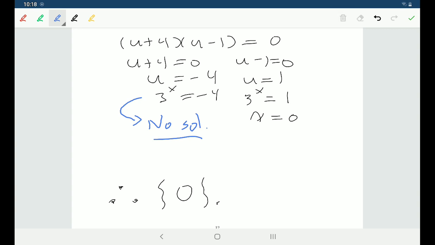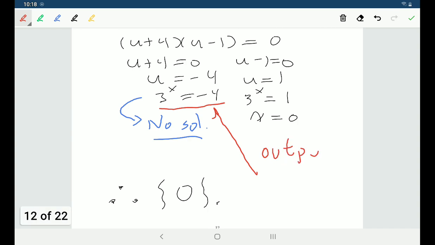For the second one, we have 3 to the x is equal to negative 4. But one thing that we know is that for exponential functions, the output is always going to be something that's a positive number. Remember that the range for an exponential function is things that are larger than 0. And so here we're wondering, when is 3 to the x going to have an output that is negative 4? And the answer is never. So that means that there's no solution for this.